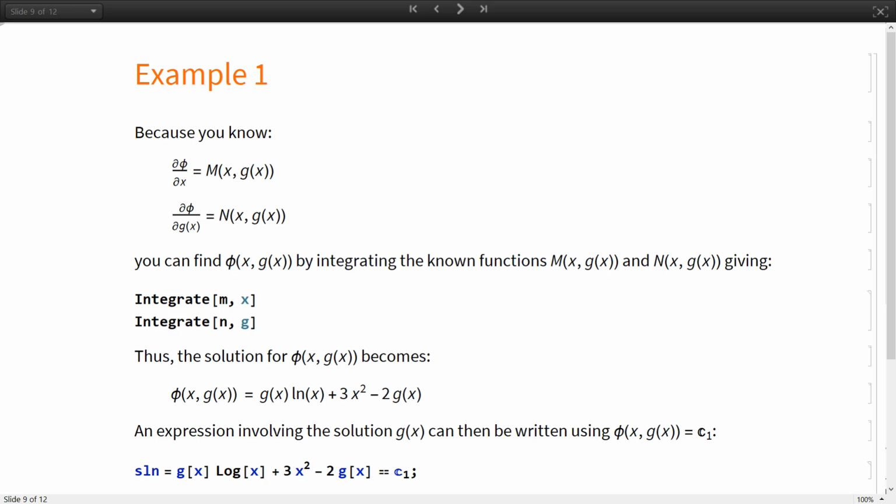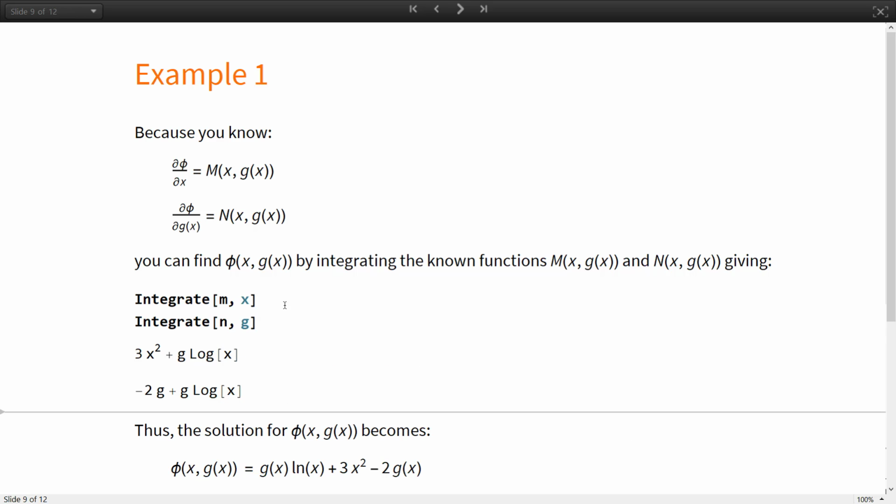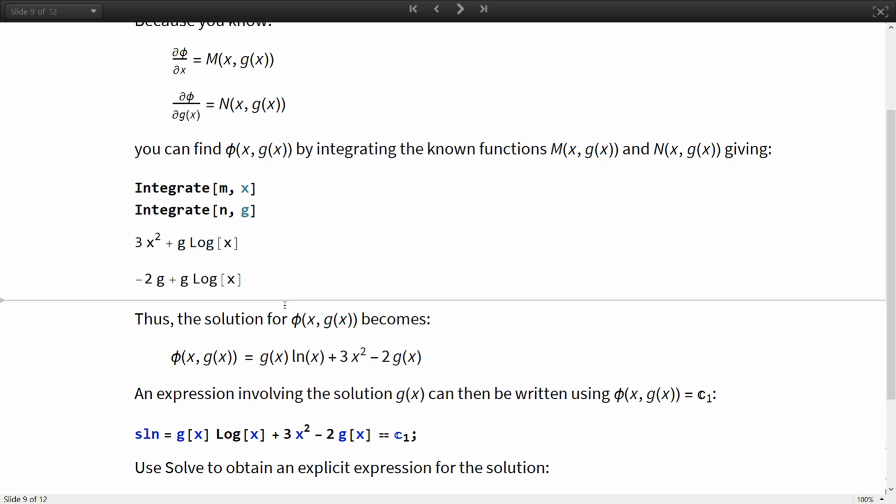Since we know now that the equation is exact, and we know how the m and the n functions relate to derivatives of the auxiliary function phi, we can find an expression for phi through integration, and thus get an implicit solution for g of x, which solves the differential equation. Integrating the m function with respect to x and the n function with respect to g of x gives this result here. Therefore, the full solution is the g times natural log of x term seen in both results, plus the 3x squared term seen in the first result, and the minus 2g term seen in the second result.